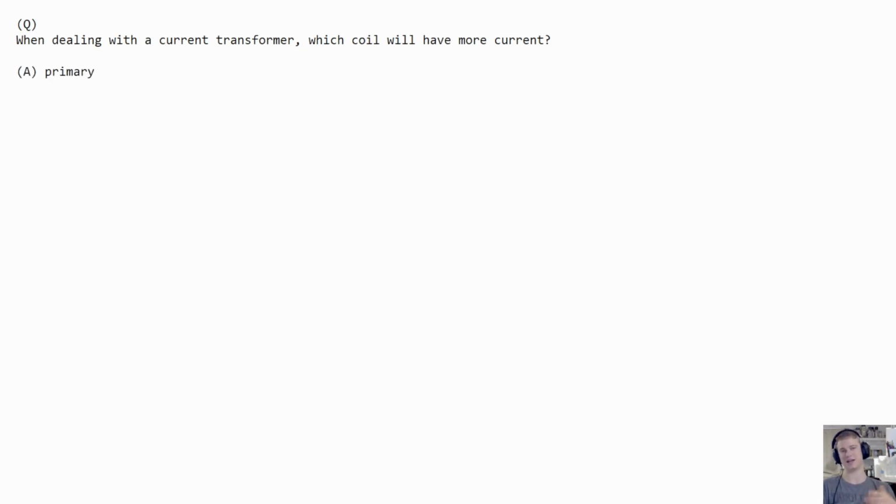Now this one might seem kind of ridiculous because you might think, oh, a current transformer, it's probably going to give you more current, right? Well, no. The primary of a current transformer has more current, which obviously means the secondary has less current. Next, what kind of transformer has only 1 single winding? And that is an auto transformer.